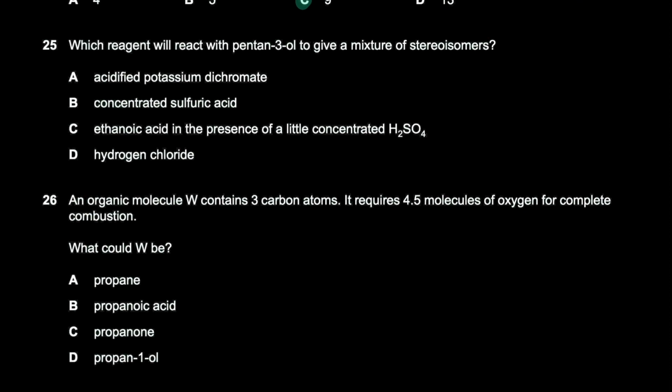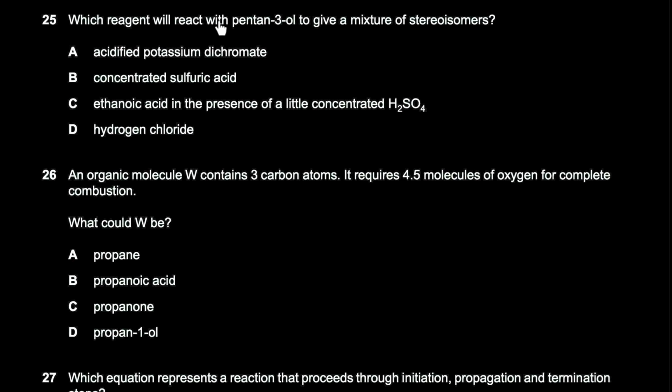Which reagent will react with pentan-3-ol to give a mixture of stereoisomers? So pentan-3-ol is a 5-carbon chain with an OH on the middle carbon. If we react with acidified potassium dichromate, we just get pentan-3-one. This will become a ketone, a C double bond O. We don't get a mixture of stereoisomers.